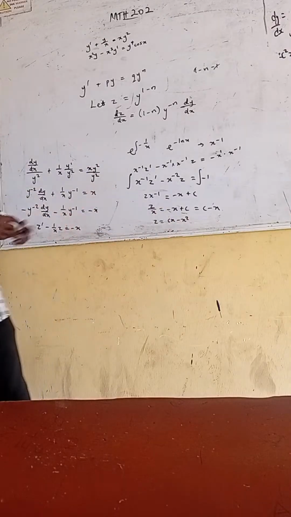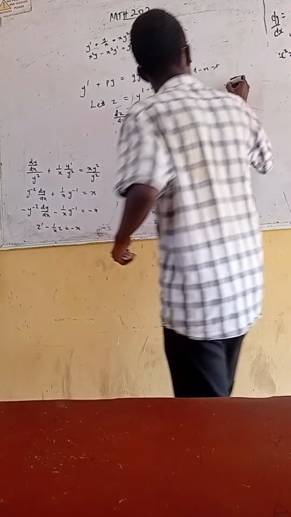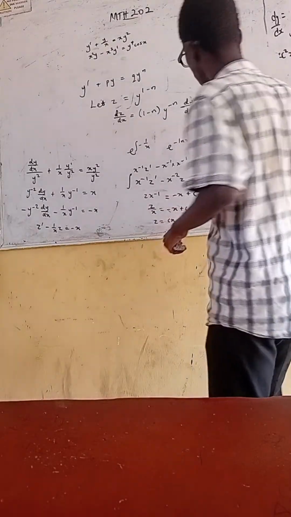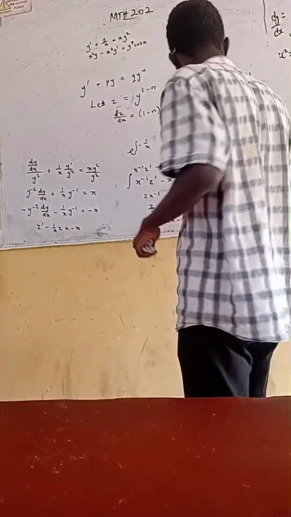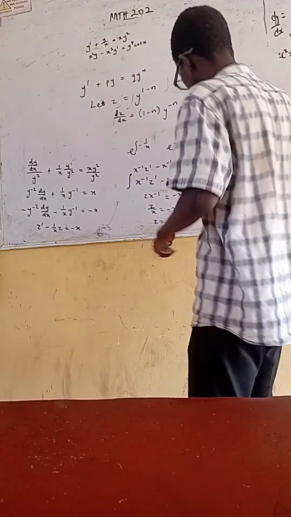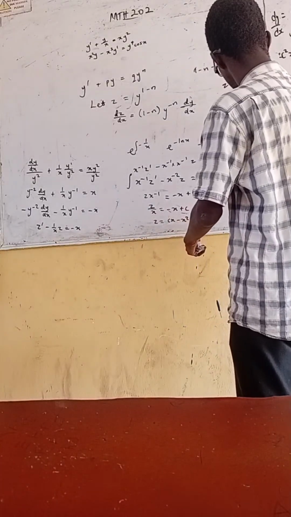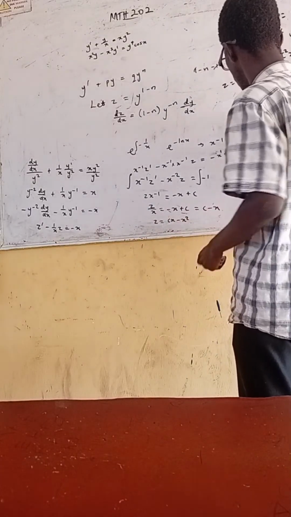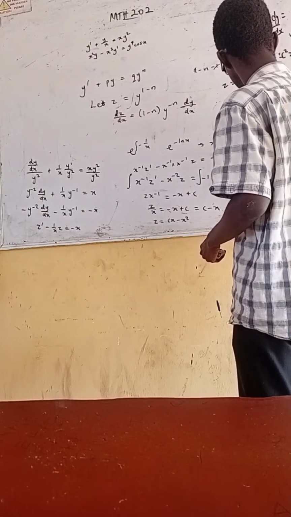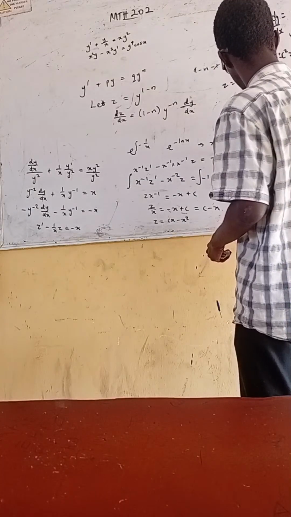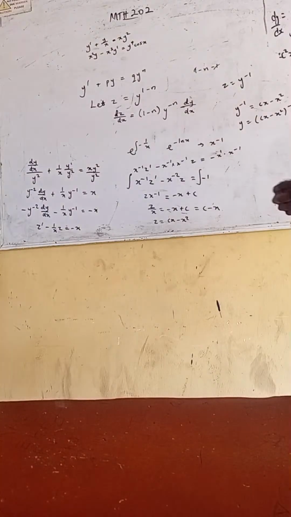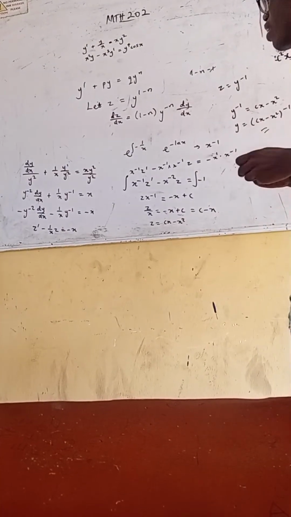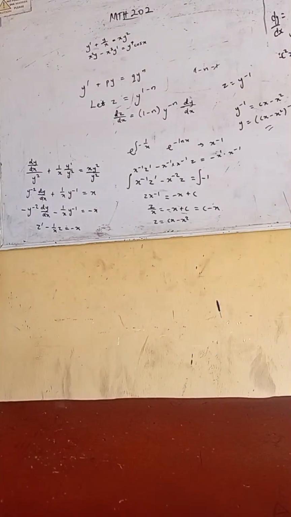So I now bring in my initial z equals y minus 1. Bring it back here and say y minus 1 equals cx minus x squared. So y equals cx minus x squared minus 1. And that's all. So we have found the solution to the first Bernoulli equation. It's only long, it's not a problem.